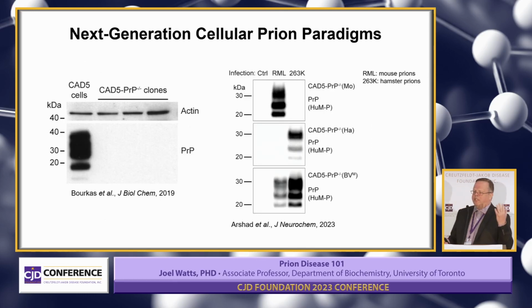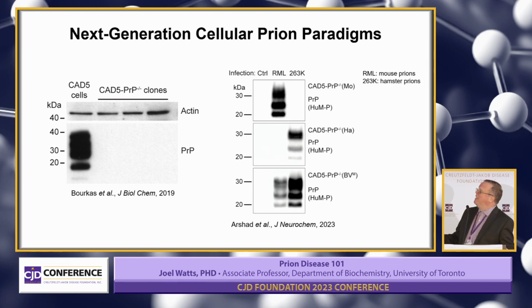Now, that's sort of the first generation models. Now, with advances in genetic engineering, how many of you in the audience have heard about something called CRISPR in the news? Yeah. So CRISPR is a new gene editing strategy. What you can do is take a cell line like these CAD5 cells, which are a mouse cell line, so they produce the mouse prion protein and are therefore only susceptible to mouse prions. If you get rid of PrP in these cells using this CRISPR gene editing approach, you can then put back in whatever prion you want.